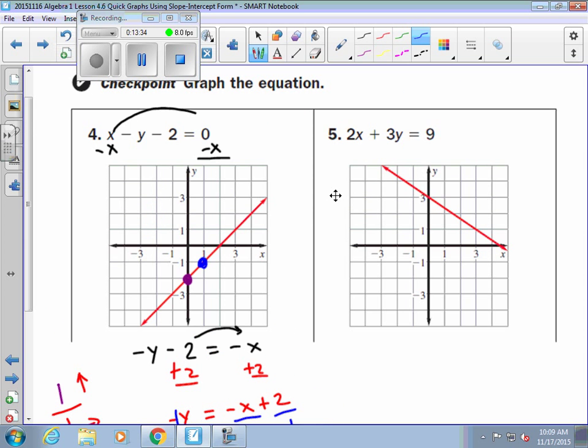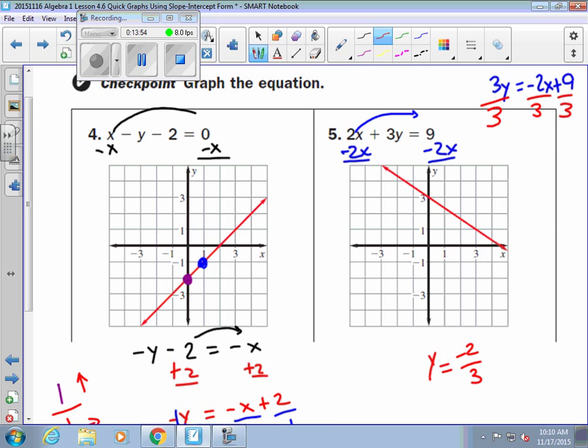For this one, you need to move over 2x by subtracting it on both sides. What that leaves you with is 3y equals negative 2x positive 9. Then divide by 3. Divide this one and this one by 3. And y's value is equal to negative 2 over 3x plus 3.